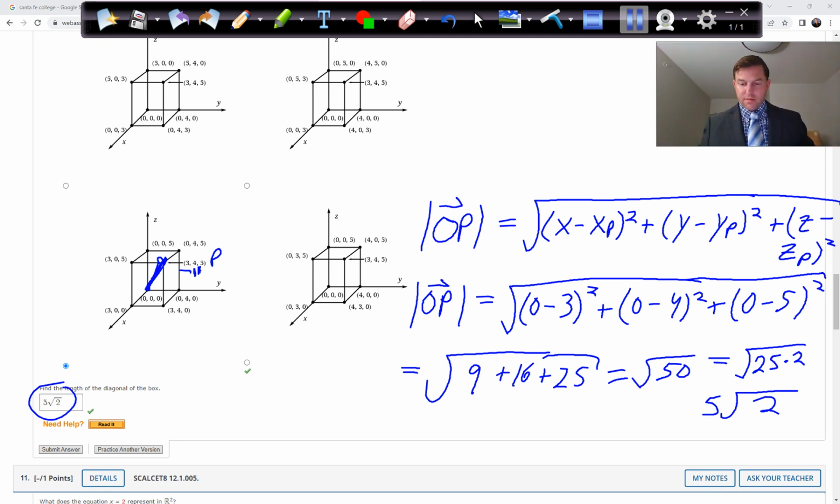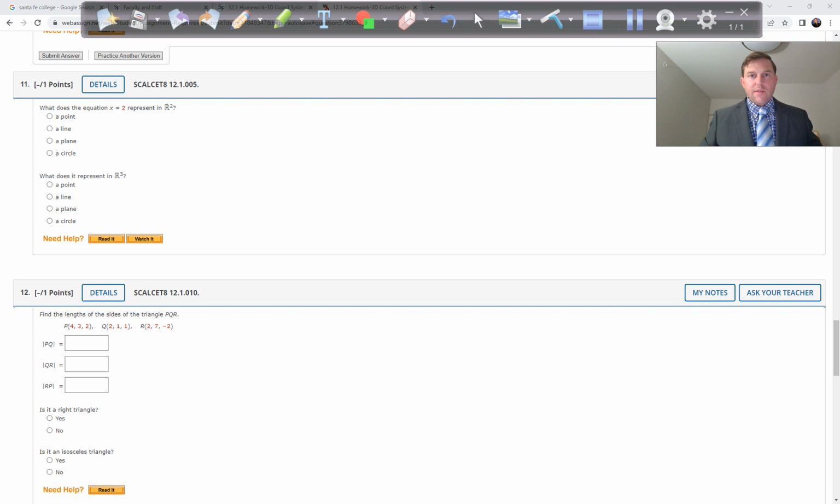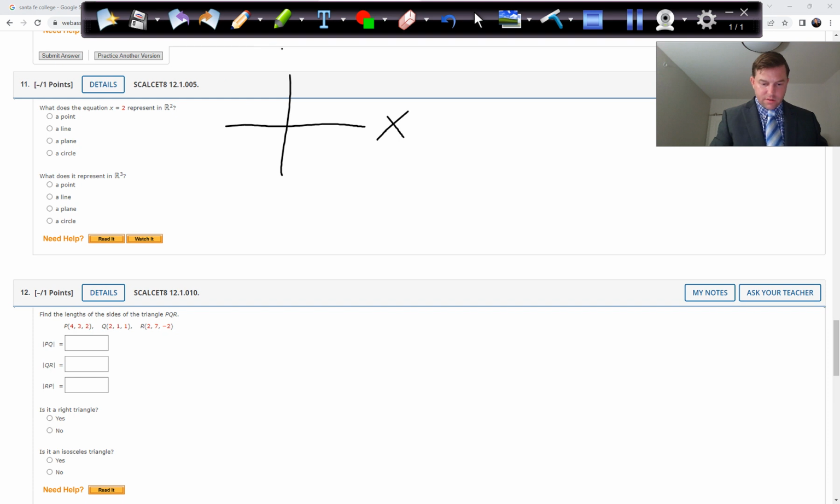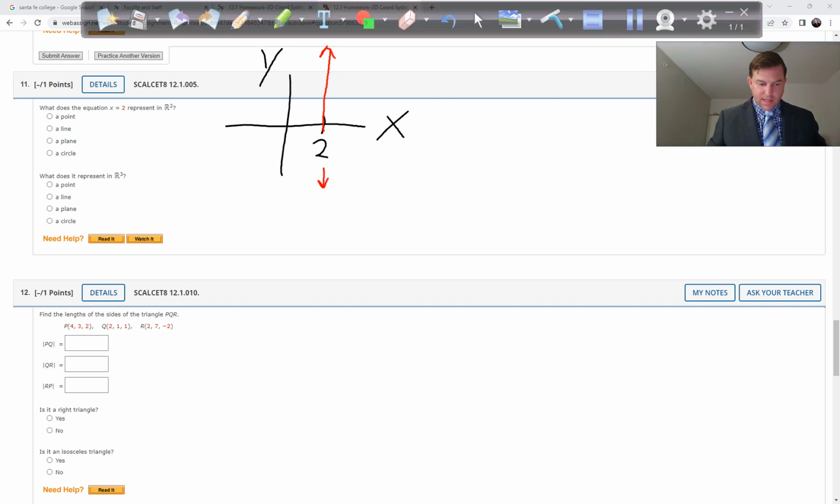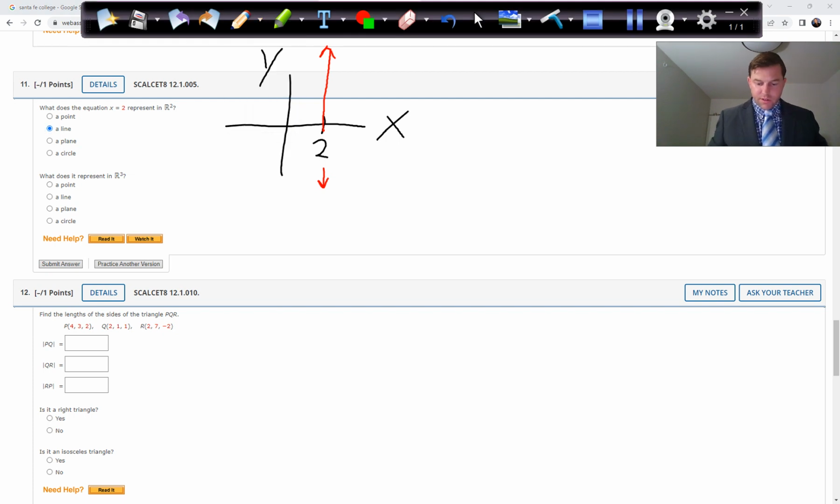Okay, that's problem 10. Okay, problem 11 is pretty simple. R2 is 2 dimensions. When you say x equals 2 in 2 dimensions, that is a vertical line that goes through 2. So we're going to have a line. Now in 3 dimensions, it gets more interesting. Oh, I can do better than that.